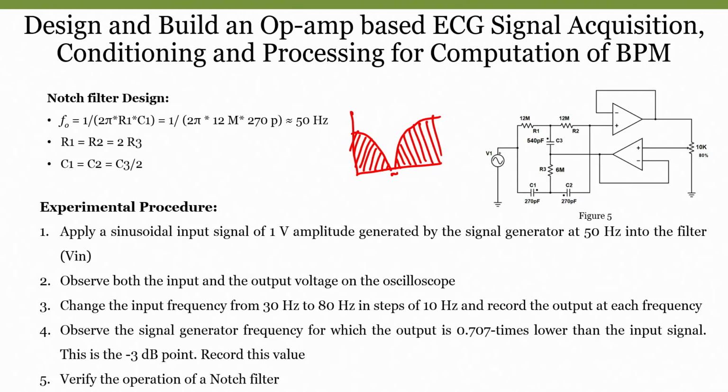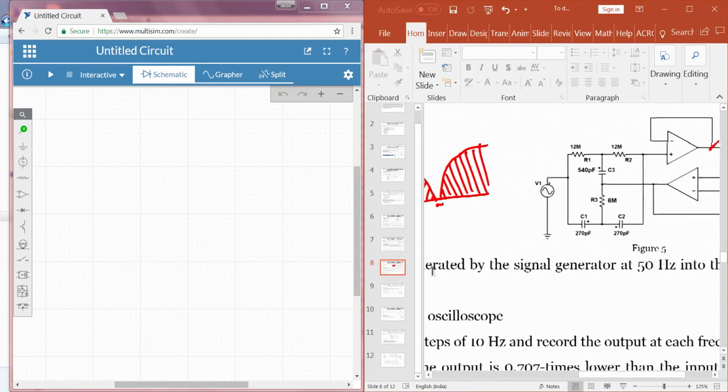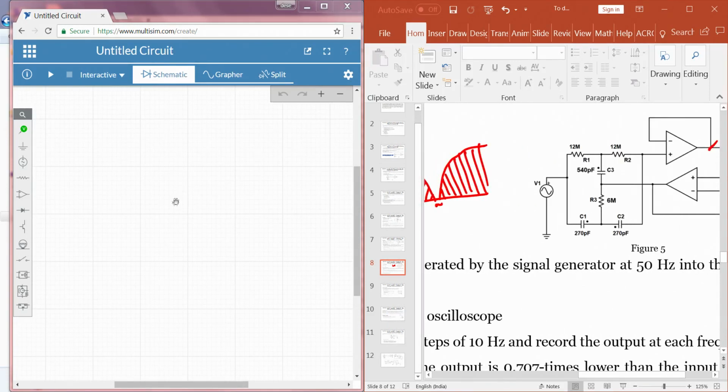Now, we will see the simulation of how exactly the notch filter works by designing the same filter, and the output will be taken at this point. Similar to our previous experiments, we will go to Multisim and design the same circuit. We will take 3 resistors and 3 capacitors. If you remember correctly, R1 and R2 should be double the value of R3.